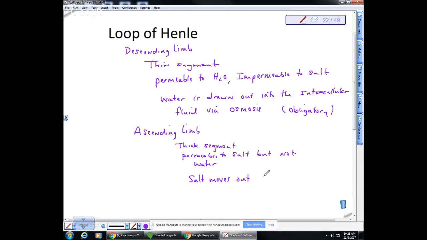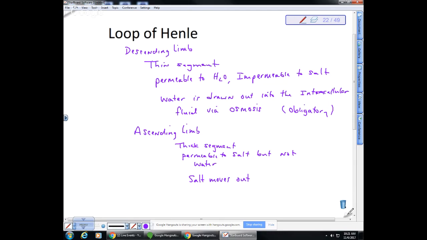What this whole loop of Henle is thought to do is, as the salt moves out, maintain that concentration gradient. When we get to the collecting duct, that is really important, because it is what allows us, when we are overhydrated or underhydrated, to adjust the movement of water.